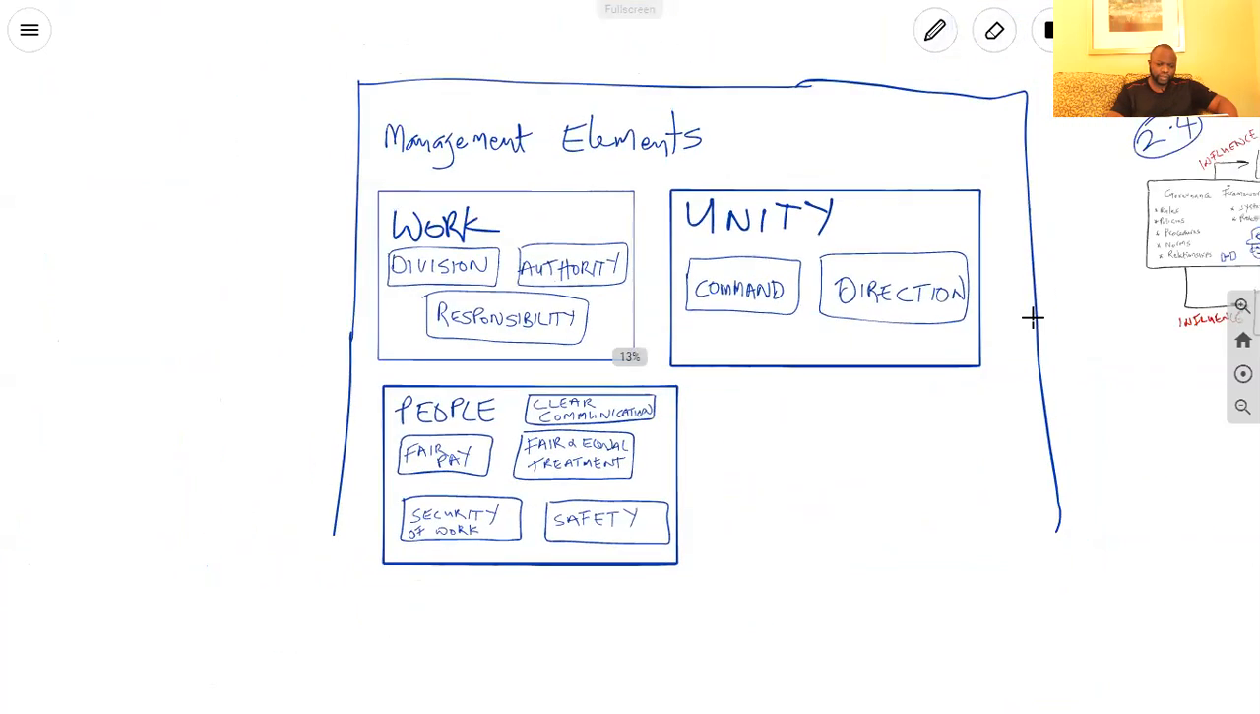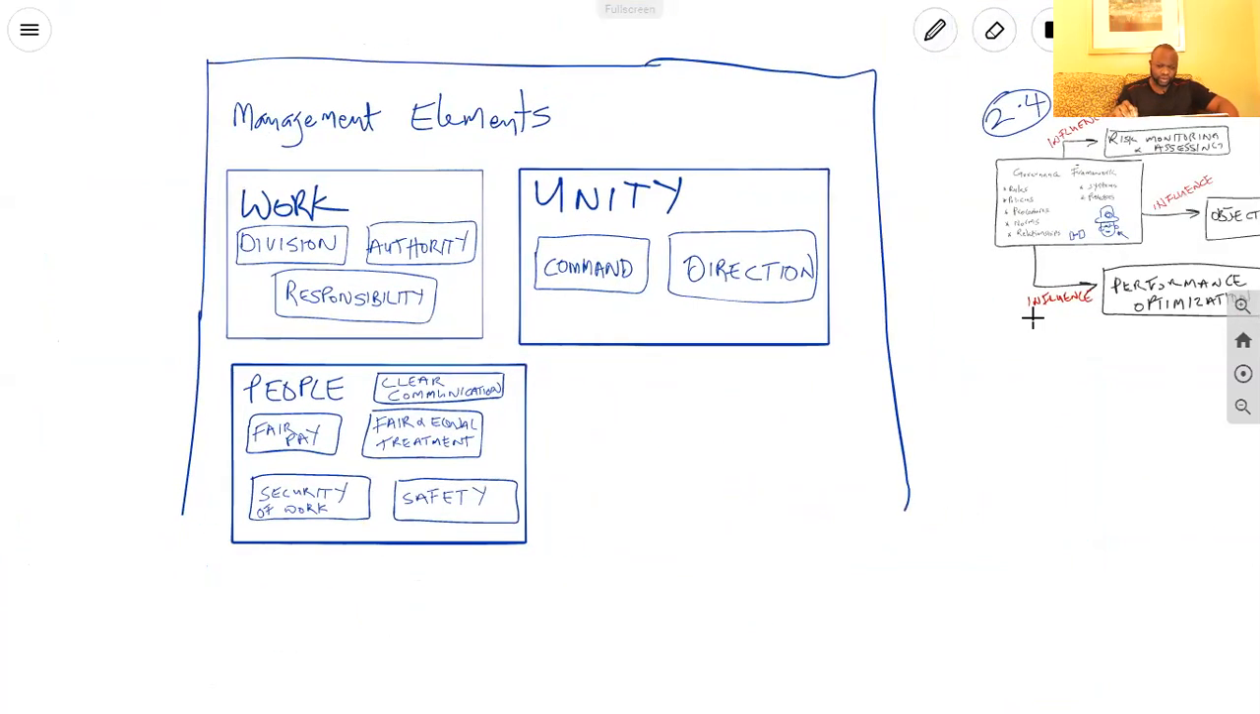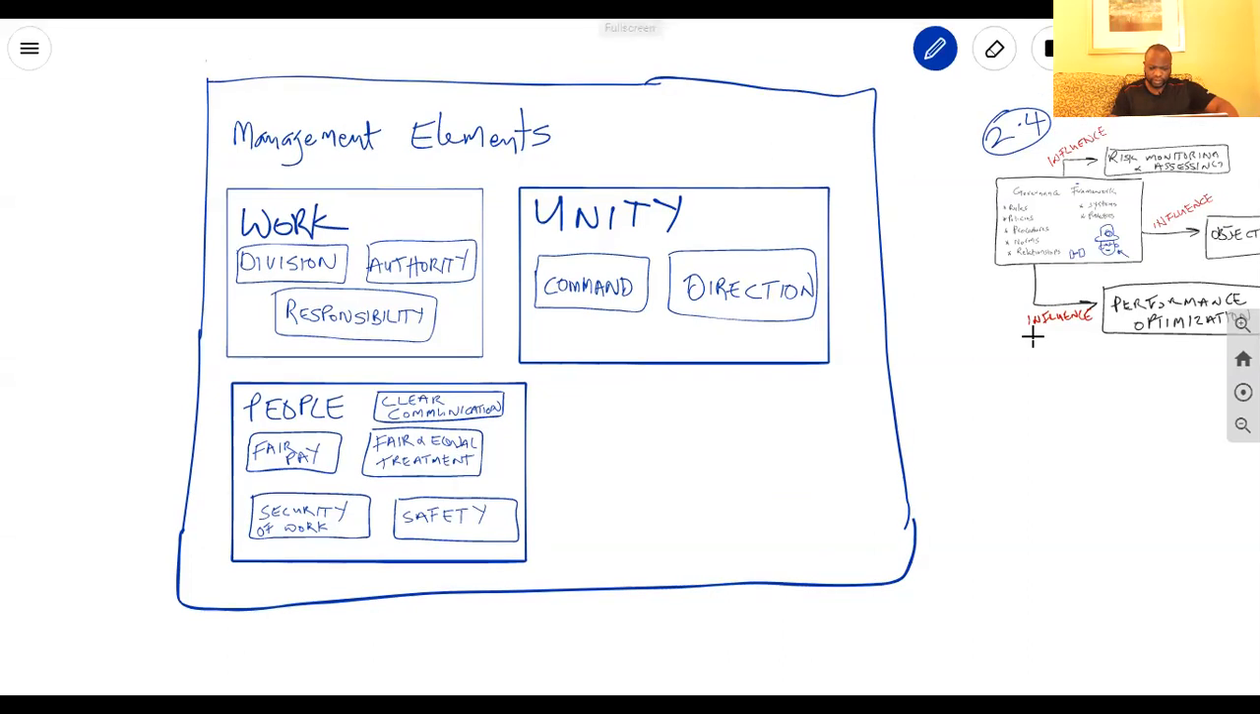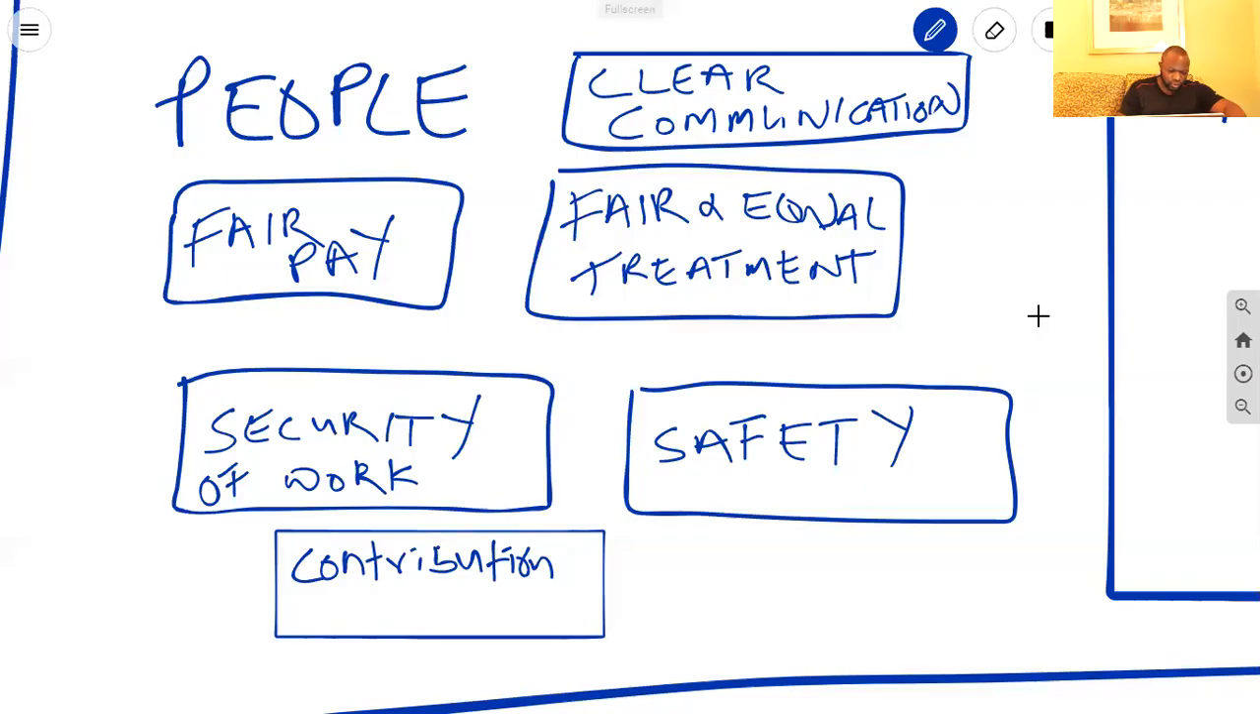I have shown you that management elements that the PMI is talking about here can be related to these huge buckets: work, unity, people. Now, there are a lot of other elements which I'm just going to put into an other bucket, and here they are. Now, there's one more in the people piece. I am actually going to put it here, and this is contribution to planning. Okay.